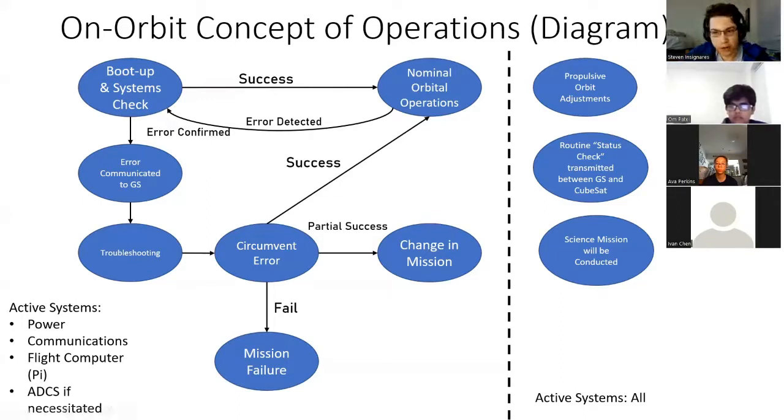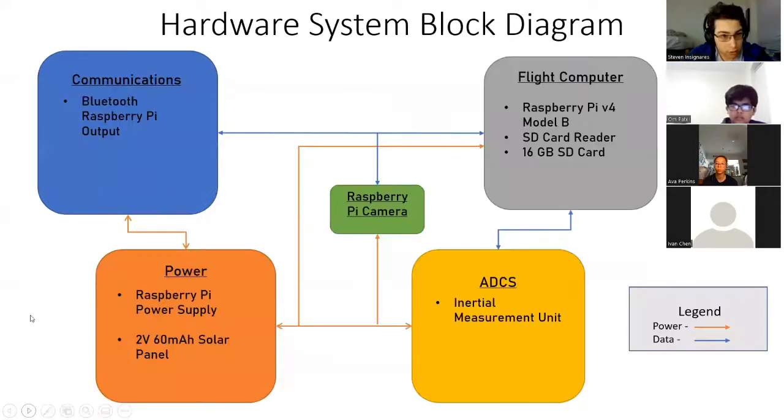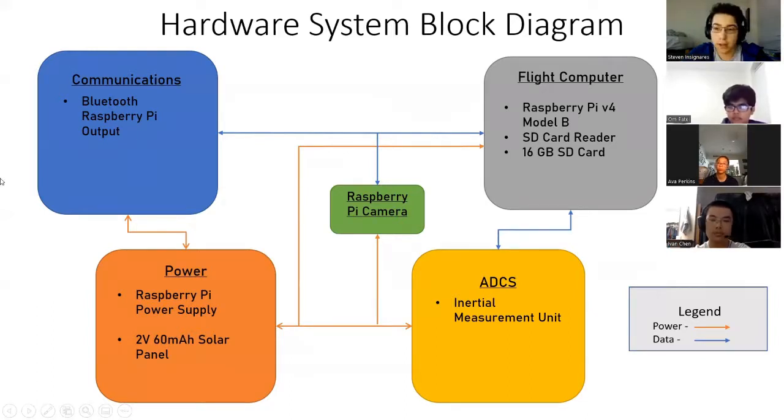Now, as for the hardware itself, this is our block diagram of what the system looks like. It's similar to diagrams shown to us on the laboratory's website, but each subsystem is contained within the overall CubeSat structure. The flight computer system consists of the Raspberry Pi, as well as the SD card reader and the SD card itself, to store our software.